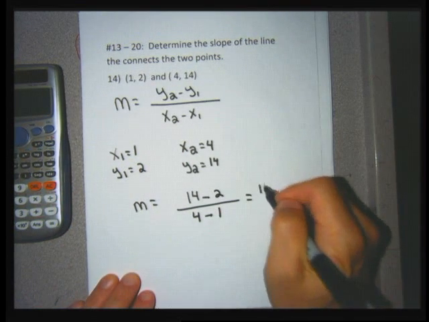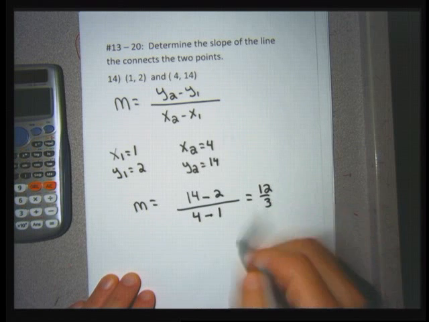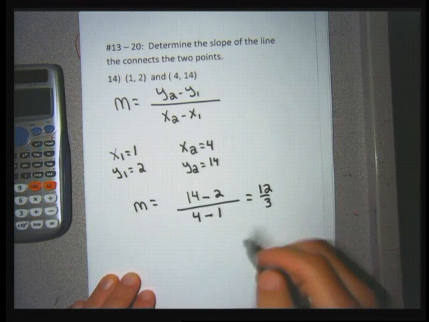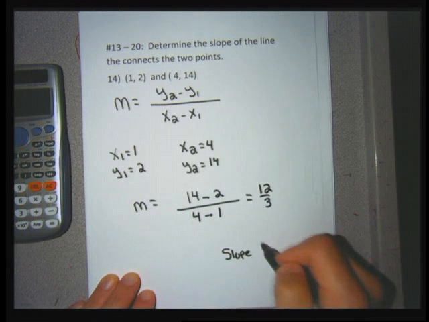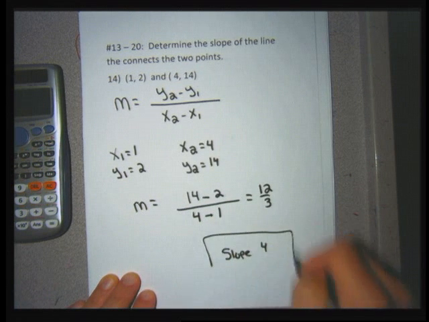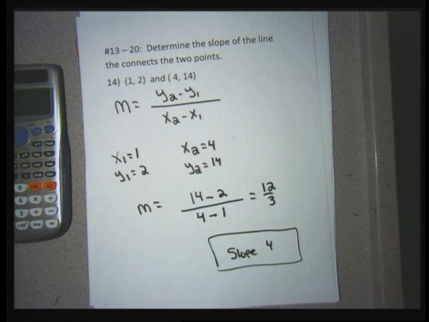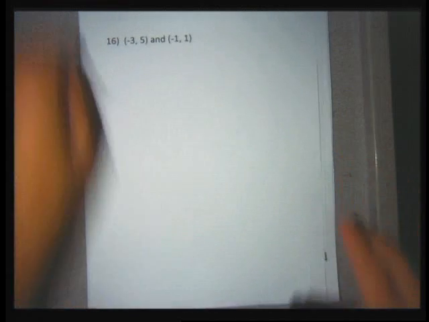Do my algebra here. 14 minus 2 is 12. 4 minus 1 is 3. I'm using m for slope, but I could write the word slope. And 12 over 3 is 4. So the answer to problem 14, the slope of that line that I drew, was 4. I could probably do some nice things to illustrate the slope, but I'll get to that in a second when I do some graphing. So for now, I'll just do completely algebra formulas just to save some time.